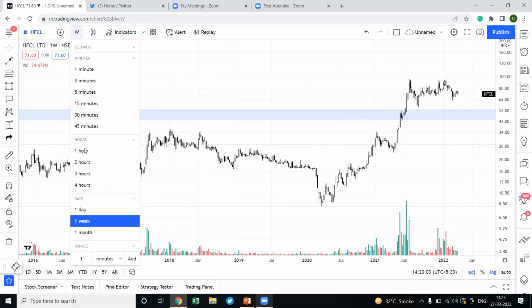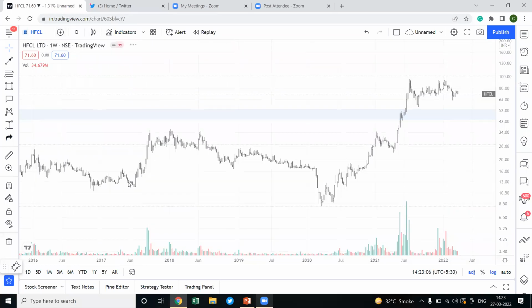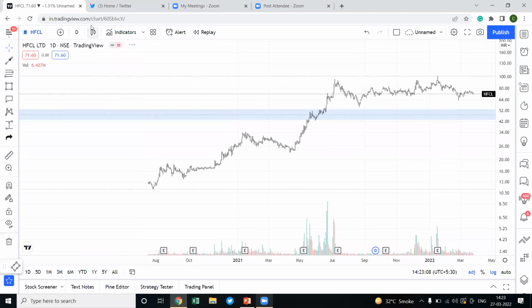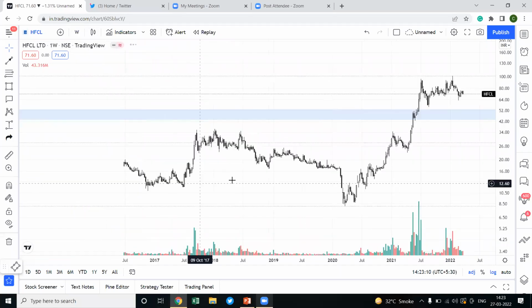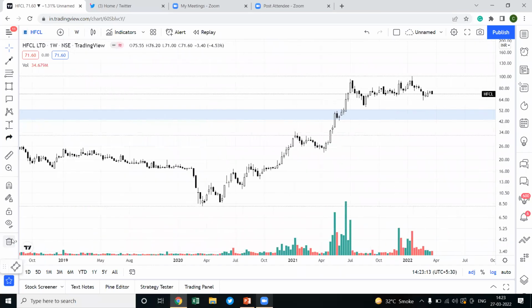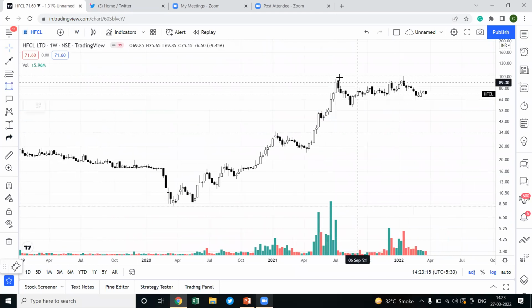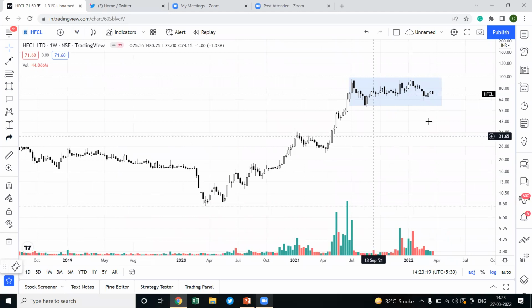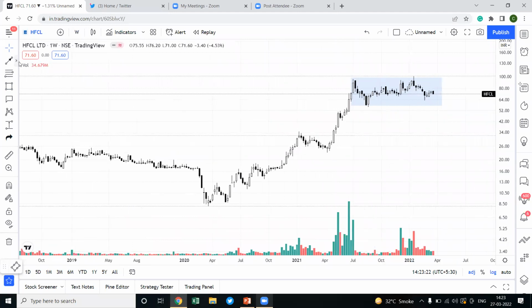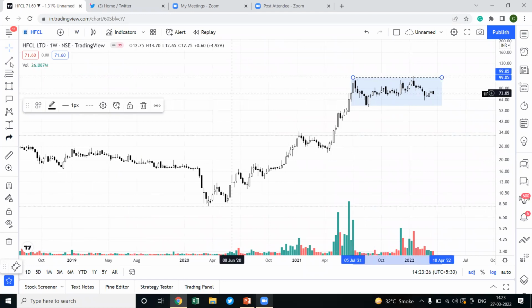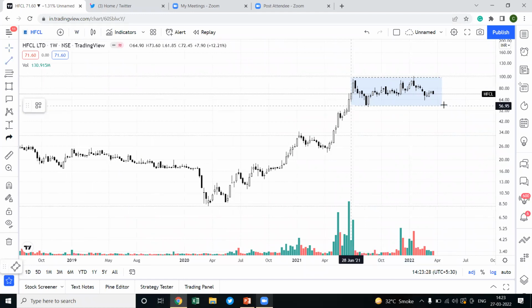Then we look at the weekly chart. We try to understand what the price action is telling us. Right now, HFCL is not trending to the upside and it is not trending to the downside. It is in a sideways trend, which is bounded by two particular ranges: 99 and the 56 level.